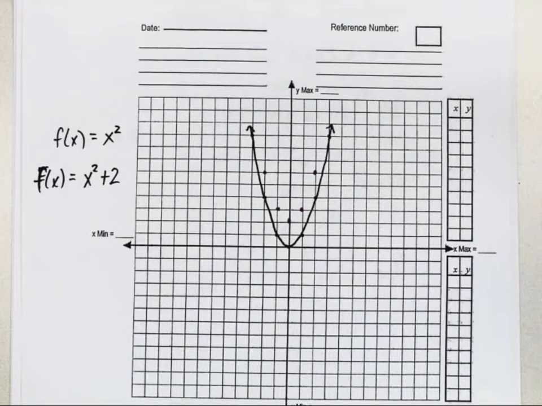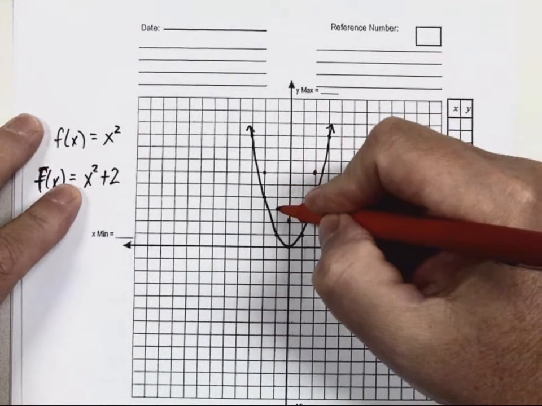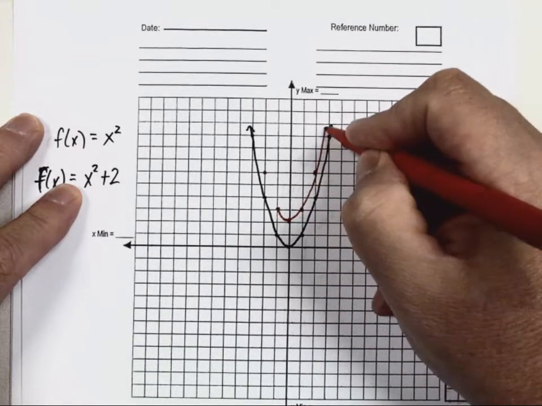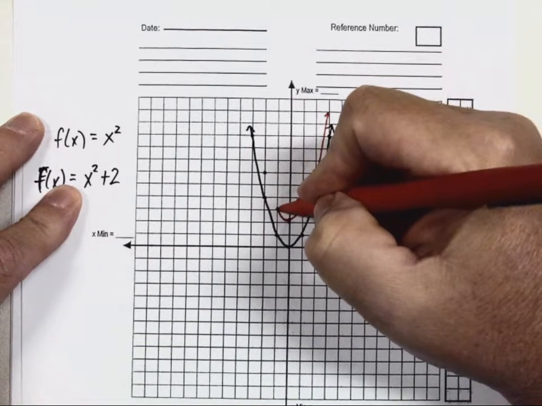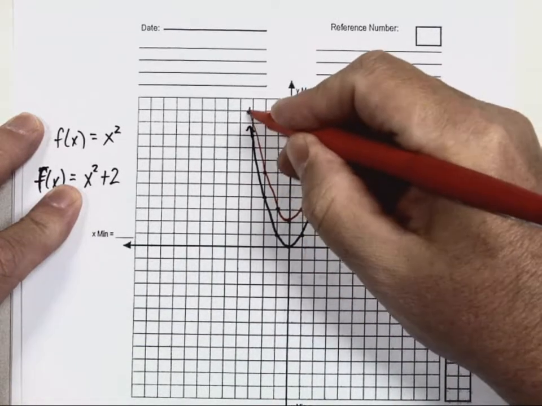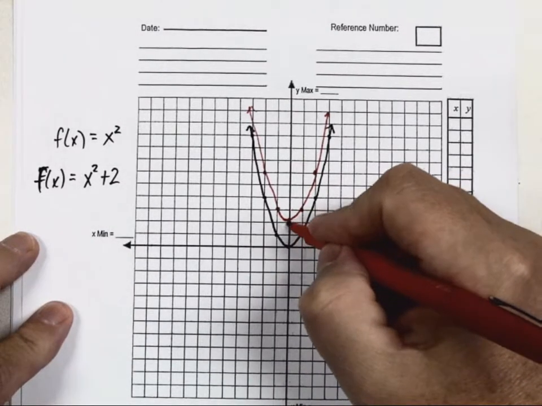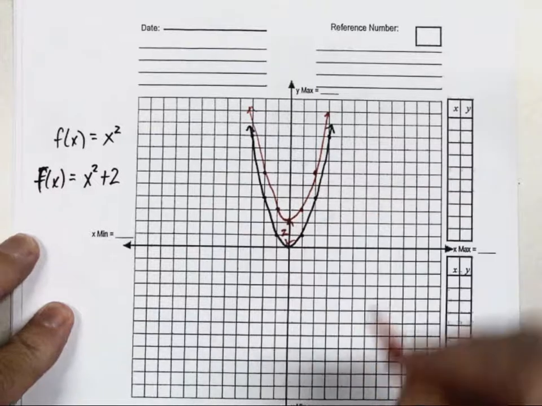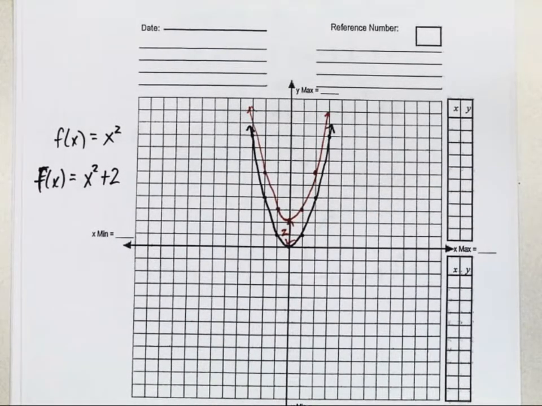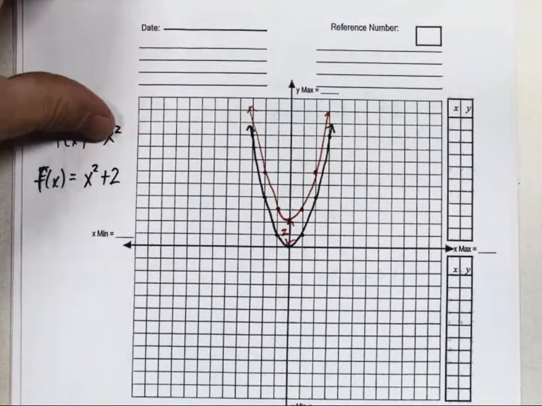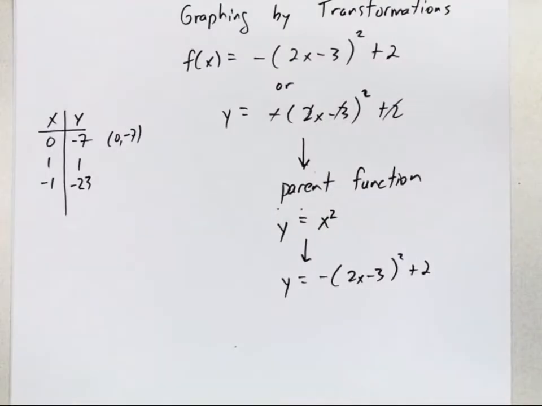And if you try and now draw this, it may not be a perfect graph, but you can see the whole graph has shifted up 2. That's the effect of when you add 2 to your parent function. Here's another one that we can look at.